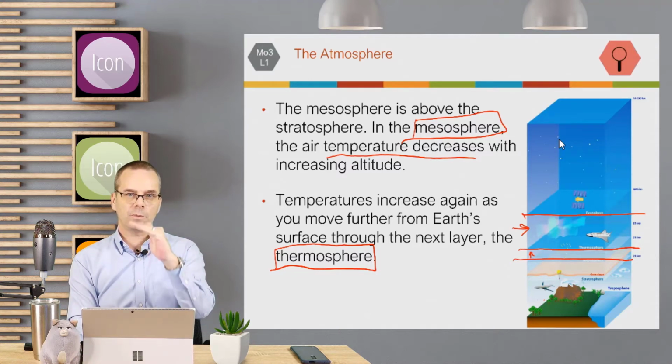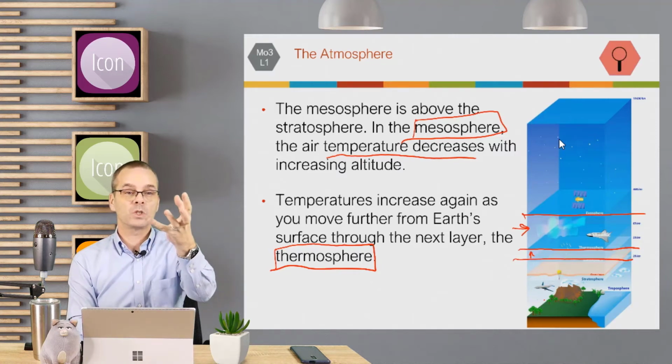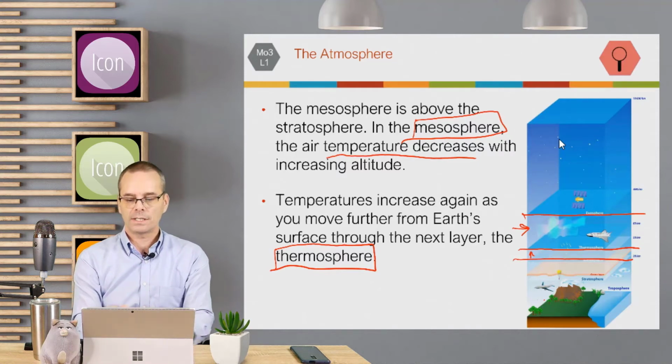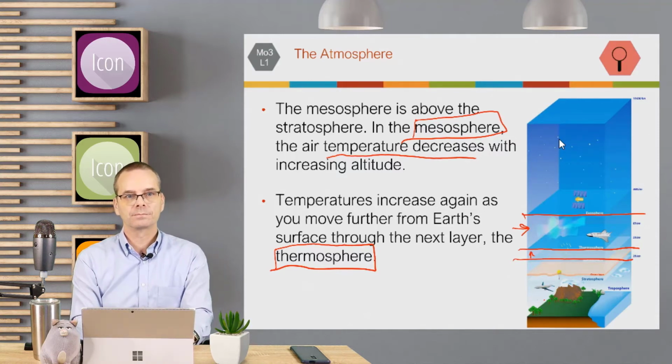As you move further from the Earth's surface through the next layer, through this thermosphere, the temperature starts to go up because it's absorbing more of the sun's energy or heat. Whereas the mesosphere does not absorb that much. It reflects it or lets it pass right through.